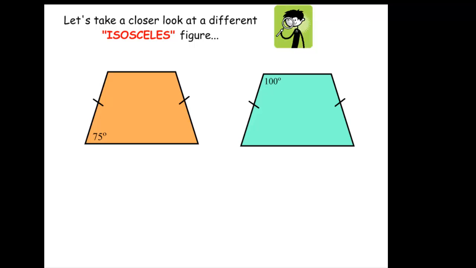I do also want to talk, this isn't in your notes, but I want to look at a different isosceles figure. We've talked about isosceles triangles. Well, this is an isosceles trapezoid, okay? Now remember, the base angles of an isosceles trapezoid are congruent, so that's going to be 75 degrees. We also know these lines are parallel. I'm going to put these little arrow things. That's a symbol for parallel.